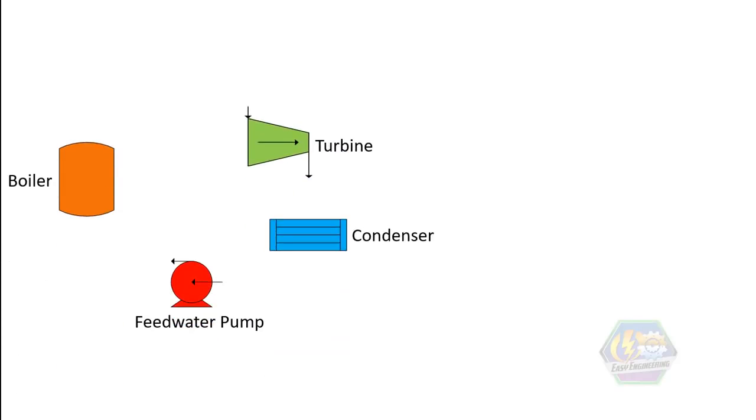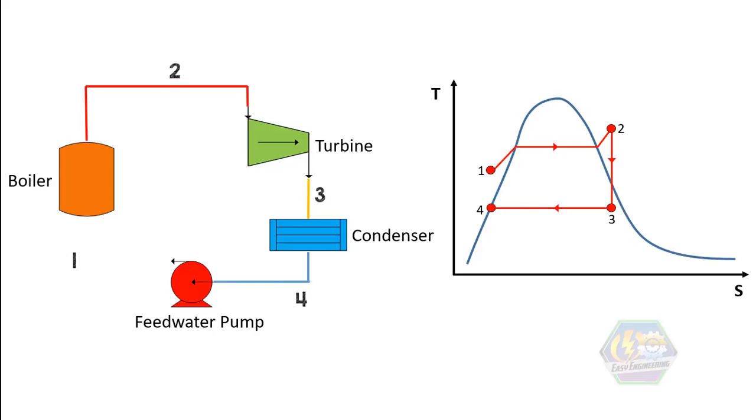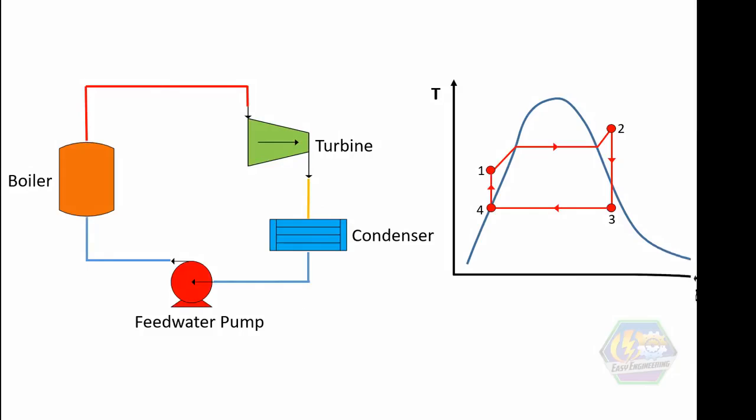Okay, so let's have a recap. Starting from the boiler, we convert the liquid water into steam. Introduce it into the turbine to generate work, and then we condense it in the condenser and pump the liquid water back to the boiler through a high pressure pump.